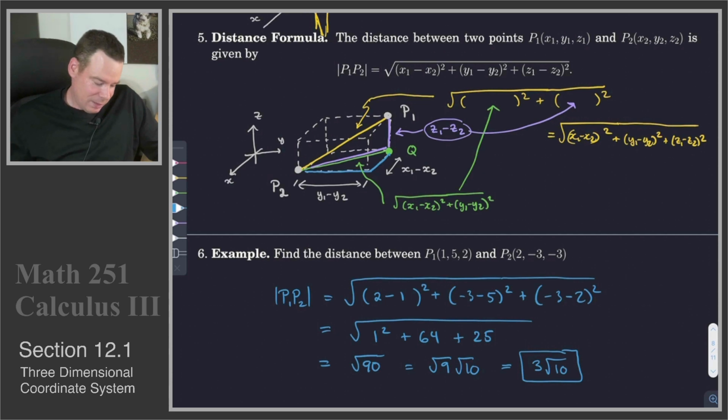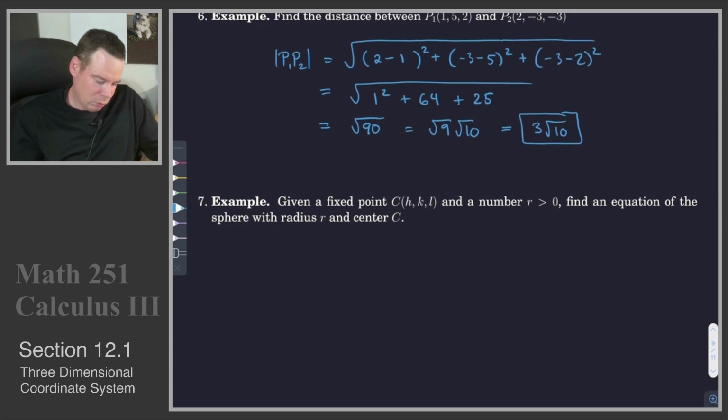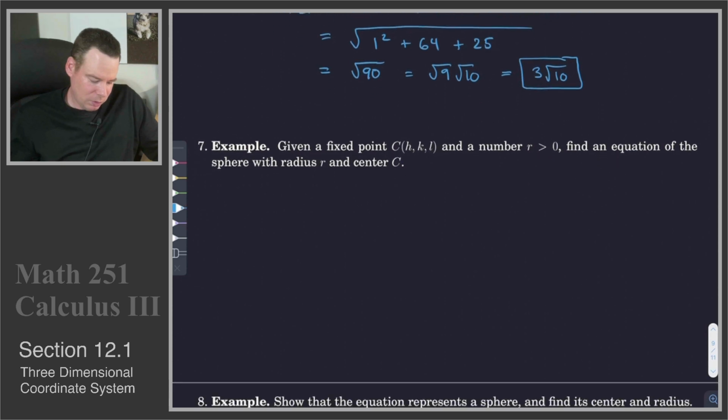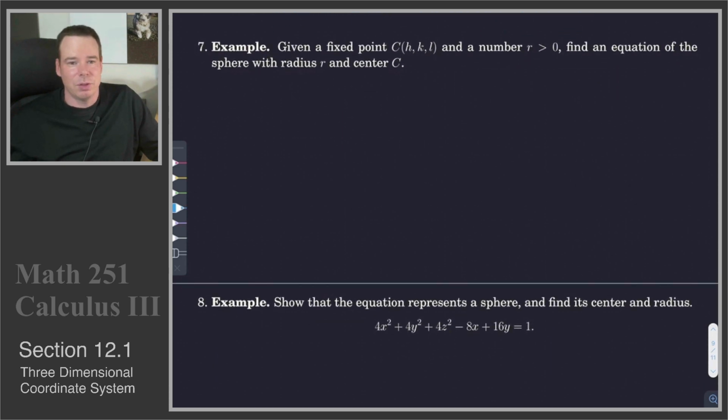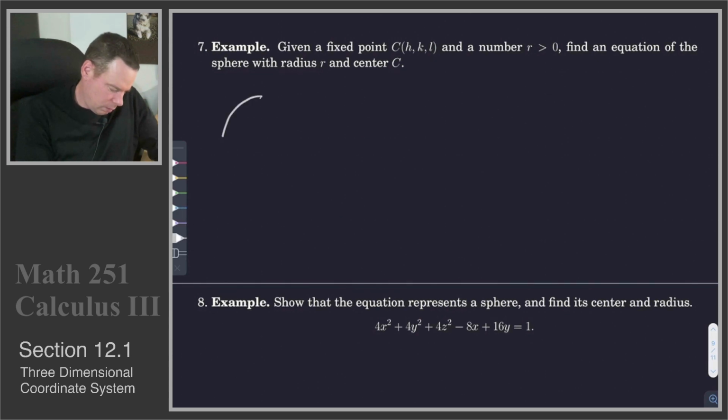Now that we have a distance function, the ability to compute distances between 2 points in three-dimensional space, this allows us to now talk about a fundamental object in three-dimensional space, namely the sphere. So let's assume we've been given a fixed point given by h, k, and l in space and a number little r. We want to find the equation of the sphere of radius little r with center big C. So how do we do that? The idea is we want to find the equation of the sphere. We've got this point C at the center and this radius r.